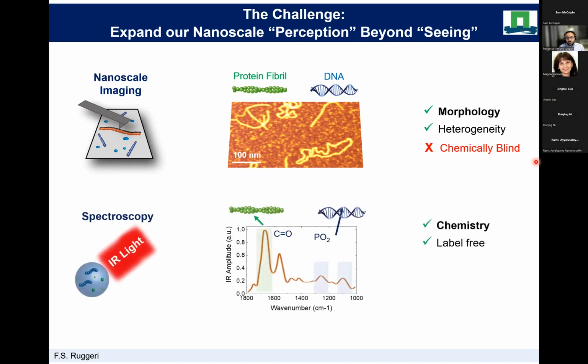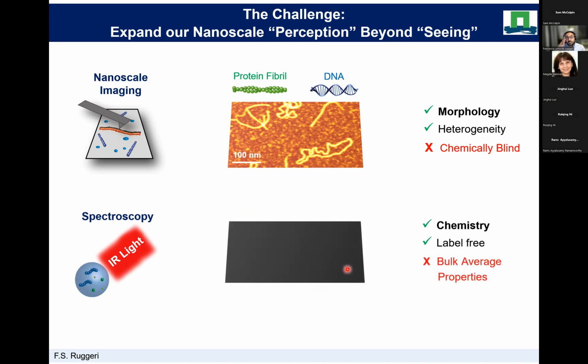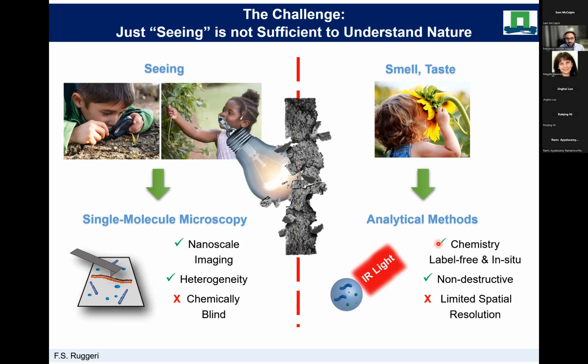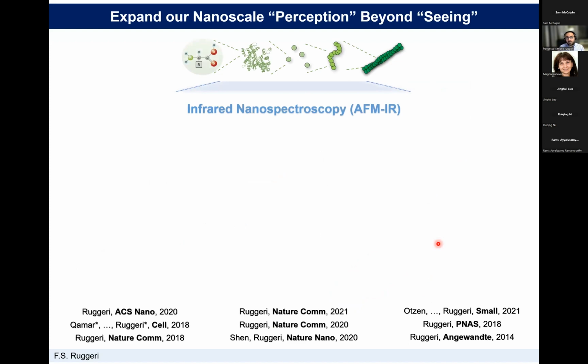As I showed you, a possibility to understand which are the molecular components of our sample is to acquire chemical spectra. For instance, we can see that we have the amide band 1 of protein that is related to the structure, as well as we have the phosphate group's absorption of DNA. However, if we try to acquire a map of this sample on a surface by IR, we will be chemically blind. We will be spatially blind. We cannot measure single molecule properties. The solution comes in bringing these worlds together: bringing together the world of single molecule microscopy with the chemical recognition power of analytical methods. By destroying the wall between these two approaches, it's possible to expand our nanoscale perception beyond seeing in order to characterize protein aggregation.